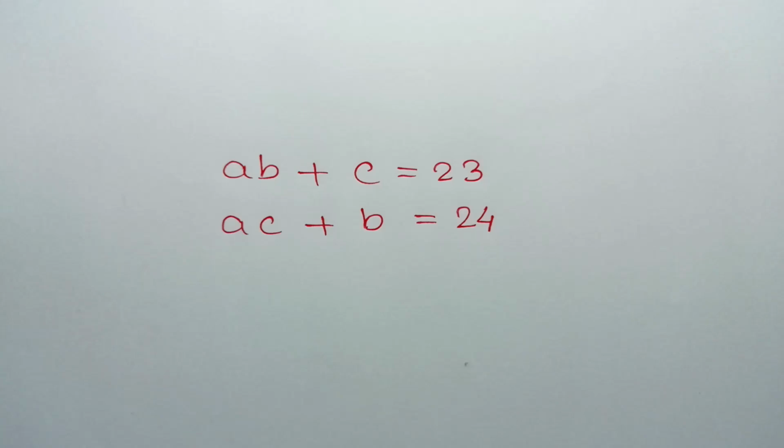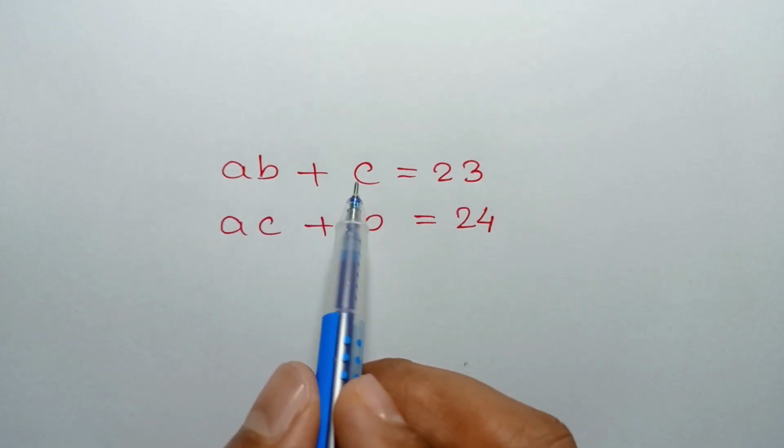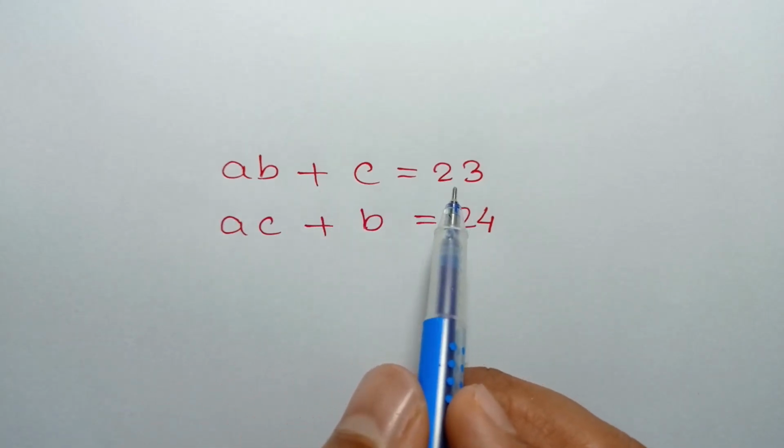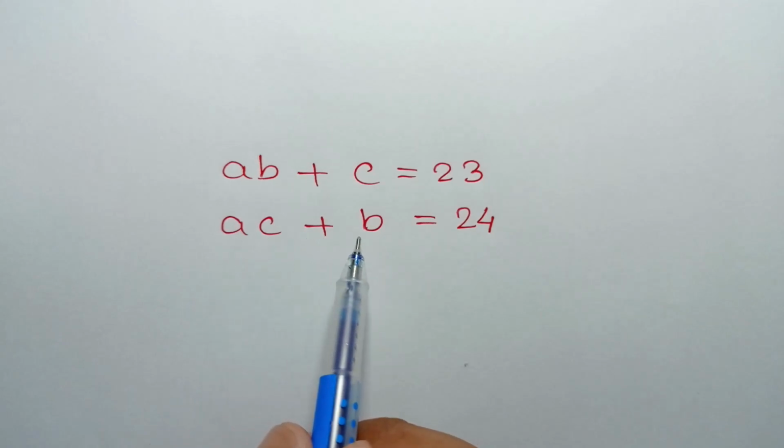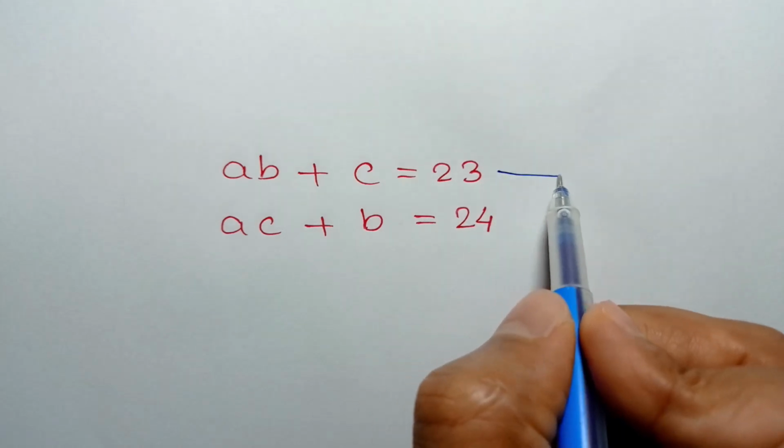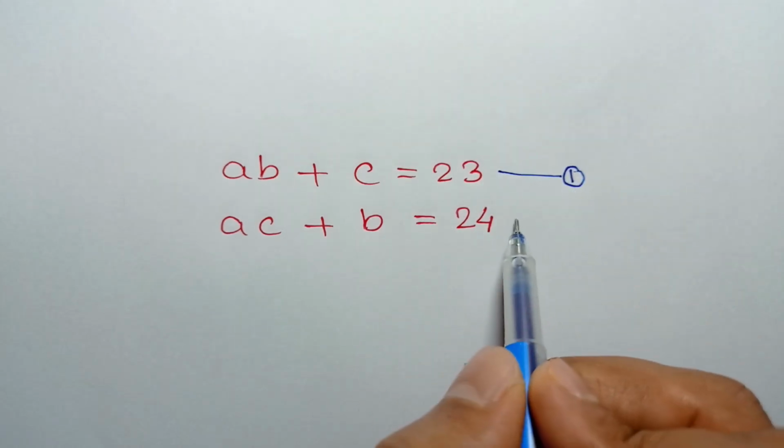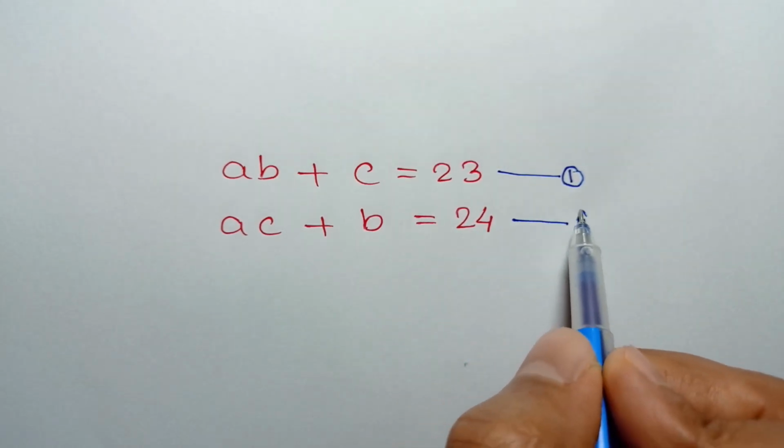Hi everyone, in this video I am going to show how to find the integer solution of this system of equations: AB plus C is equal to 23 and AC plus B is equal to 24. Let's call it equation number 1 and this one equation number 2.